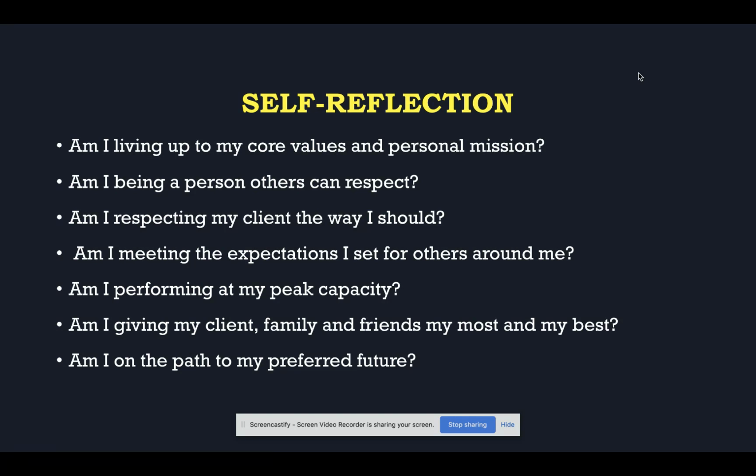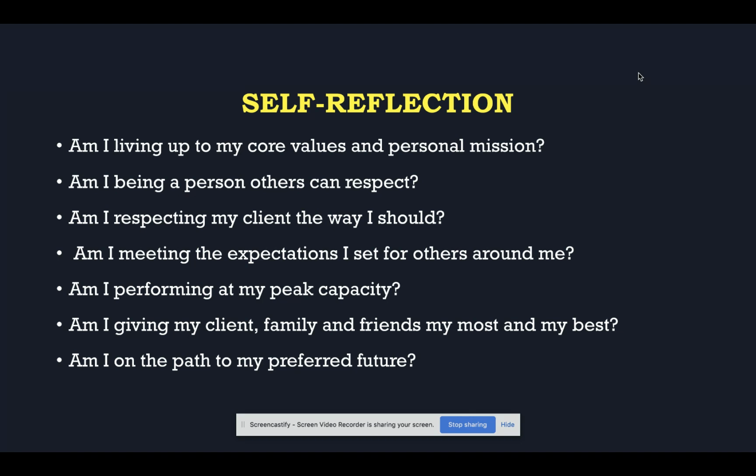I am a huge proponent of self-reflection. I reflect on things all the time. I can't even tell you a time that I don't reflect, honestly. When I'm in a classroom setting and I am teaching a class, I leave that class and I ask myself, did I do the best that I could?